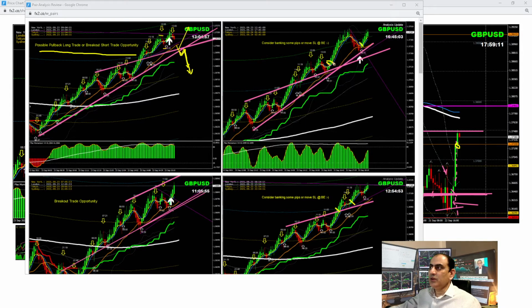You can see here, we have one pullback, bank beautiful pips. We have another one. As soon as the price was about to hit the previous high, I explained to my trader it's time to bank some profit because we have just closed London. So we can see we had amazing trades on pound dollar.